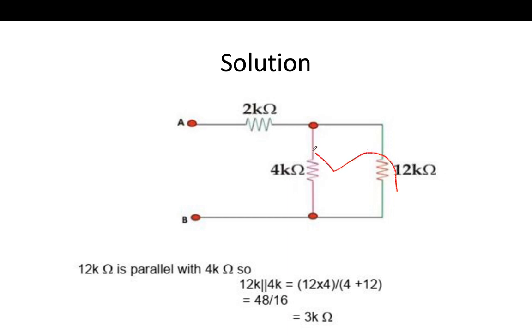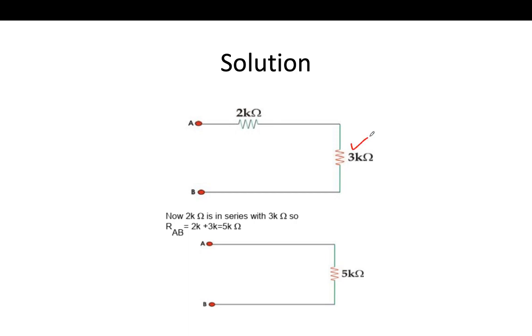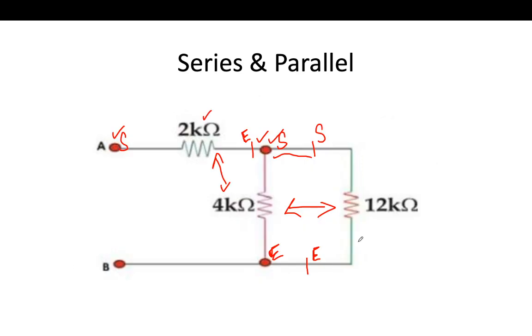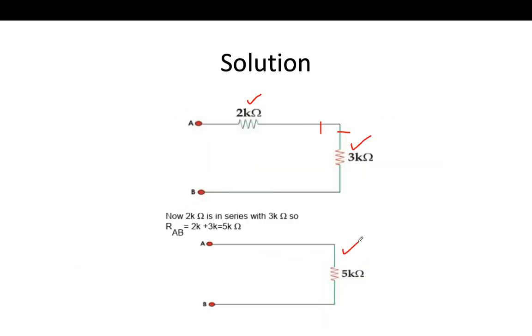First we will solve the parallel one. These two are in parallel with each other. So what is the formula for solving parallel? 4 into 12 divided by 4 plus 12. So the combined effect is 3 kilo ohm. So 3 kilo ohm is their combined effect, and we have the remaining 2 kilo ohm resistor. These two are in series because the ending point is connected with the starting point. So how will we solve that in series? We will just simply add them. 3 plus 2 is equal to 5.